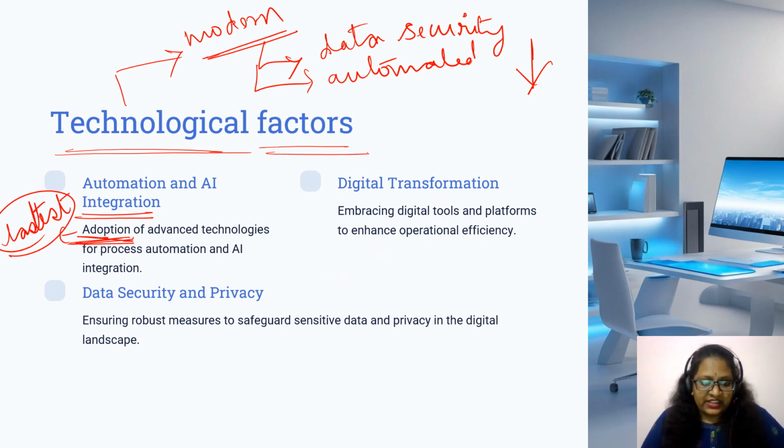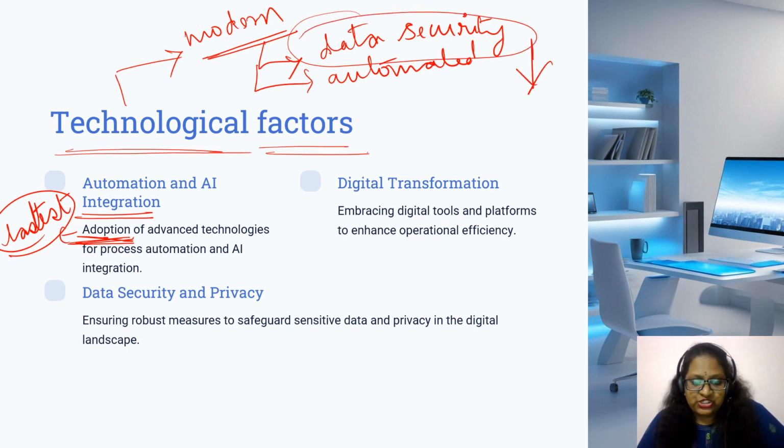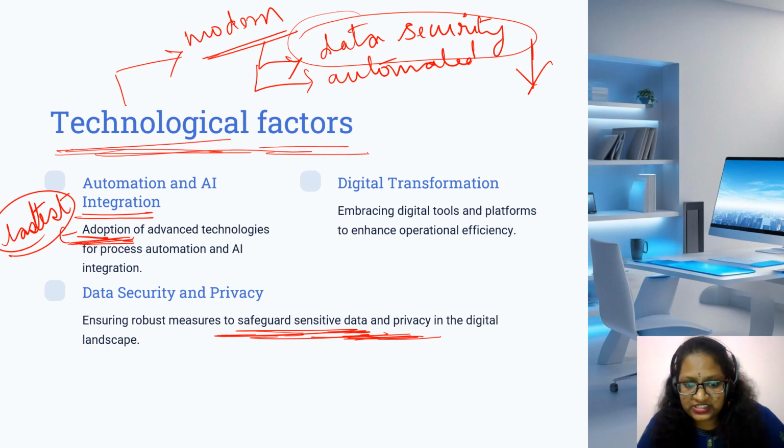Now let's look at data security and privacy. As I said, technology is increasing day by day, so there is a bigger threat to data security. This means ensuring robust measures to safeguard sensitive data and privacy in the digital landscape. We have to safeguard our sensitive data, and our privacy policies should be protected. Wherever required, we should be updated with data security systems. So these are the technological factors which influence organizational behavior. Now let's look at the next one.